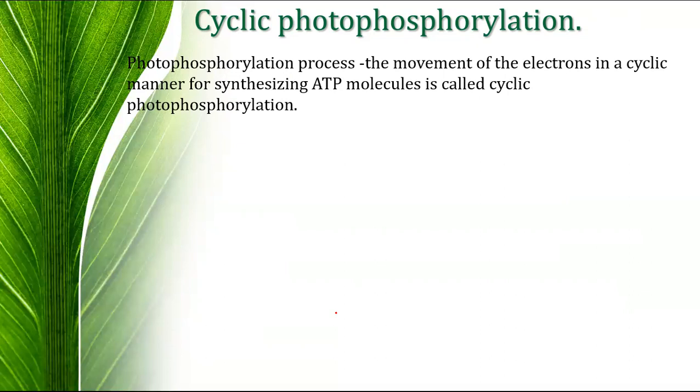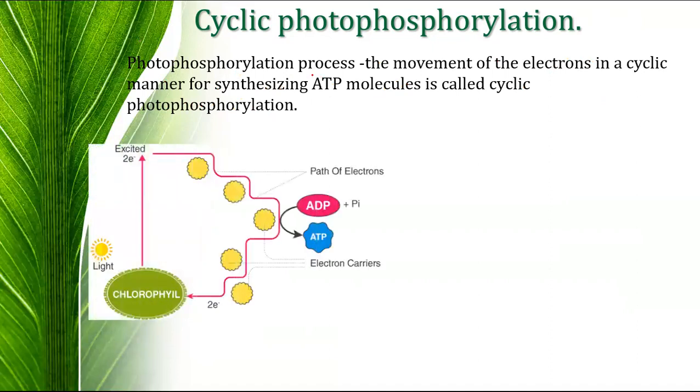Now here, in photophosphorylation, the electron moves in a cyclic manner. Now for what? For synthesizing the ATP molecule. That means for the synthesis of the ATP molecule, the electron gets moved in a cyclic manner. That's why it is called cyclic photophosphorylation.